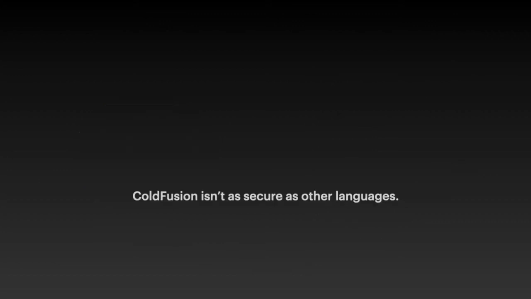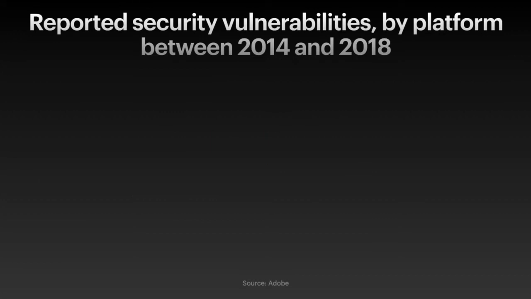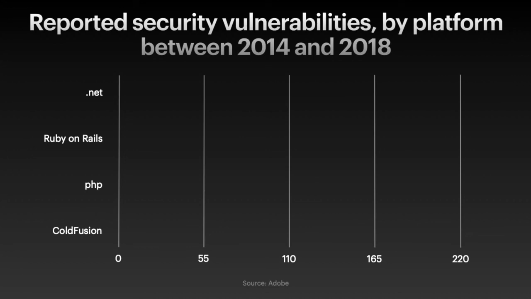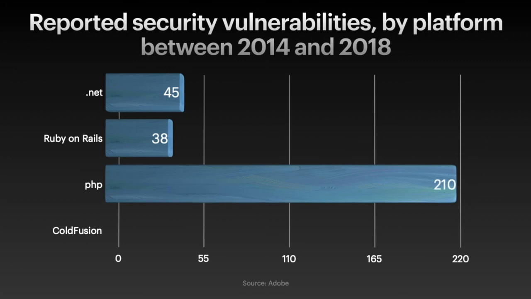I've spoken with developers who believe that ColdFusion is not as secure as other languages. This is false. As a matter of fact, let's take a look at some reported security vulnerabilities by platform between 2014 and 2018. And for sake of example, I'll examine some of the top four programming languages like .NET, Ruby on Rails, PHP, and ColdFusion. Taking a look at .NET, between those 4 years, they had 45 reported security vulnerabilities, which was admirable. Ruby on Rails came in slightly lower at 38. PHP actually surprised me. I thought that it was very secure, but turns out 210 reported security vulnerabilities. And finally, ColdFusion comes in at the lowest with only 17.